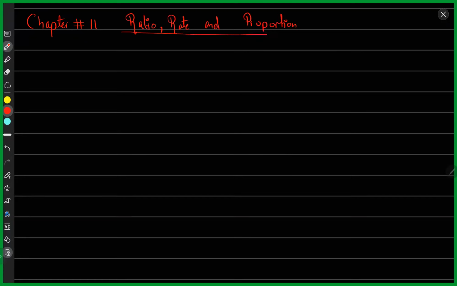Okay, it is basically chapter number 11. In total we have 42 chapters. We have discussed that thing already, and this is ratio, rate, and proportion.